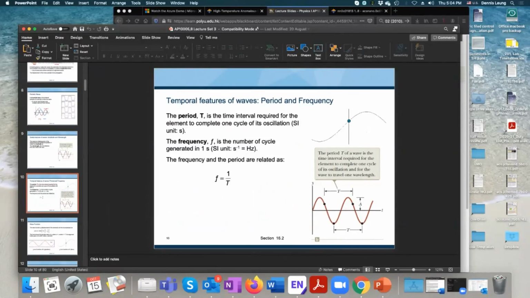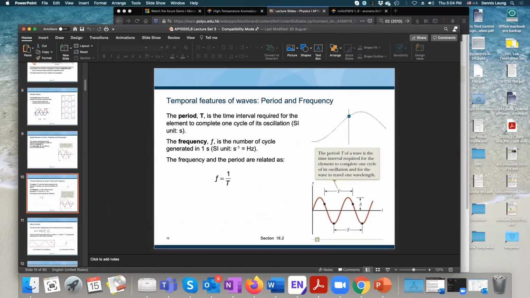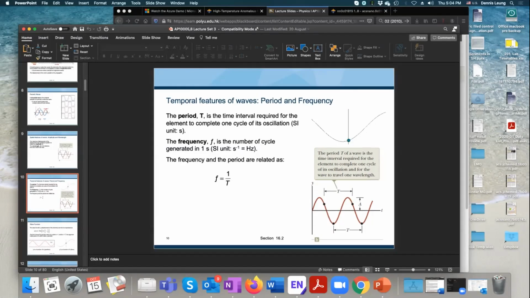And once again, the value of A corresponds to the amplitude of the wave. That means the maximum displacement of particles from their equilibrium position in the wave. In the wave representation, apart from using the period, you could also use the term frequency. Period tells you how long it takes in time for the wave to repeat itself. And that is the period.